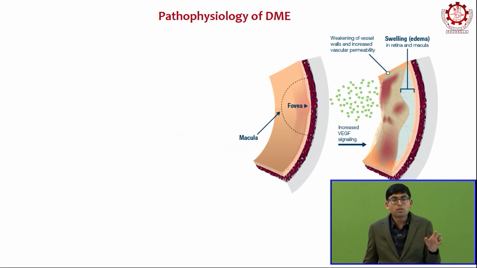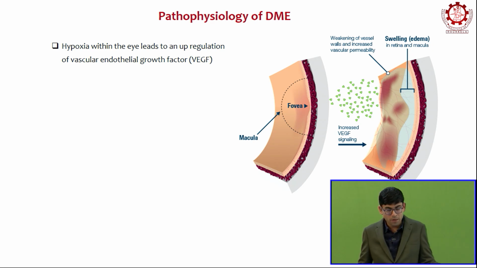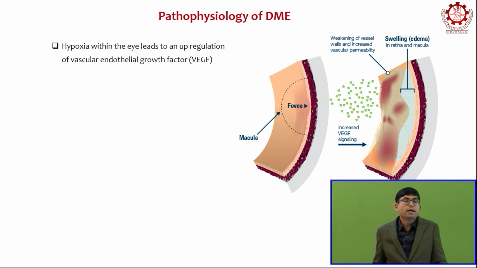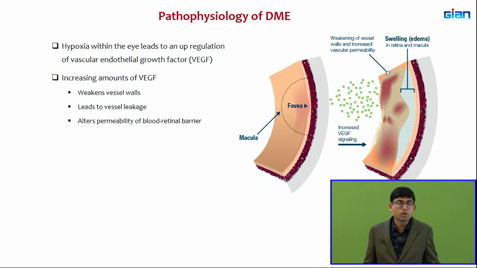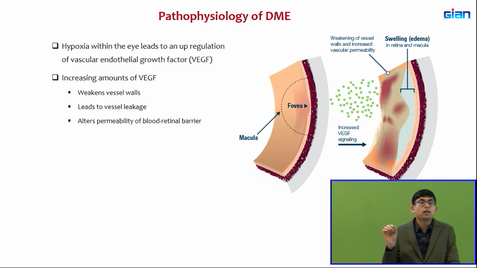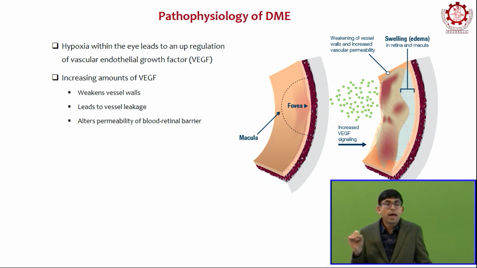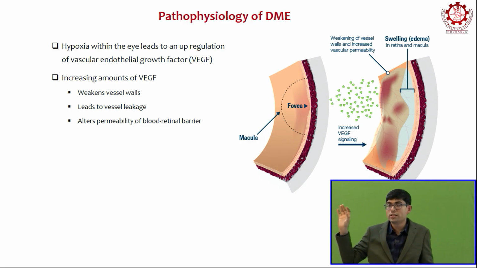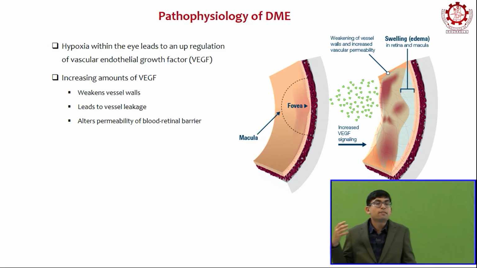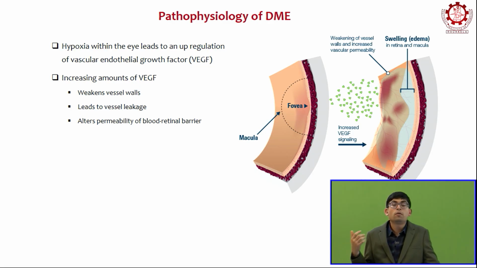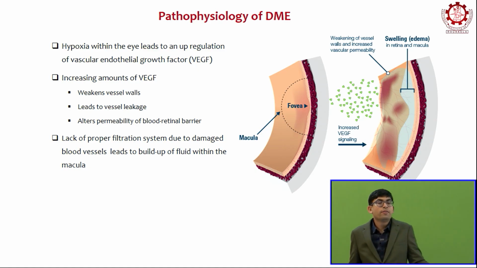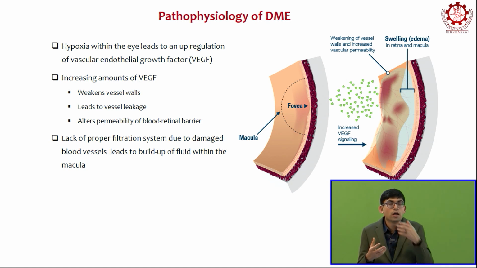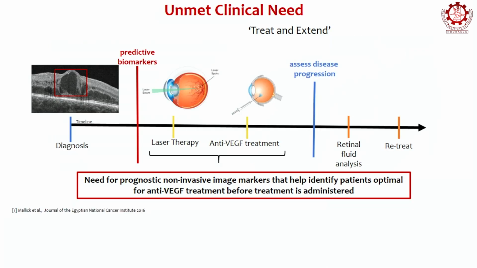So what's the pathophysiology of DME? Hypoxia within the eye can lead to an upregulation of VEGF, right? And when you have an upregulation of VEGF, your vessel walls start weakening, and there is leakage out of the vessel walls, and this can alter the permeability of the blood retinal barrier. So the lack of a proper filtration system due to these damaged blood vessels can lead to the buildup of fluid within the macula, and this is basically what happens in DME.